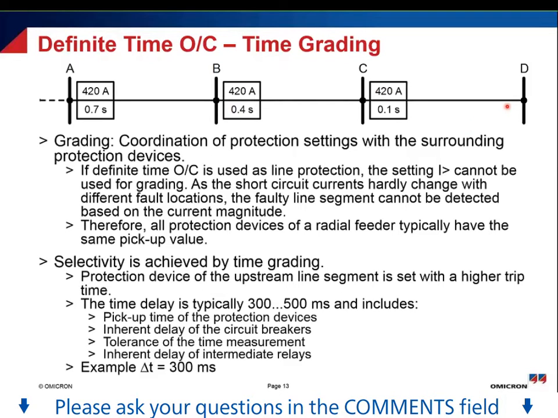Well, if we have a fault here on the segment between C and D, then this fault will be seen by all three relays here. So the relay in C, in B, and in A. All of them see the fault, but all of them have different trip times. So if there is a fault here, then this relay here in C will have the shortest trip time, and therefore it will disconnect the fault first. And after this relay has disconnected the fault, these relays here and here don't see a high fault current anymore, so they will drop off.